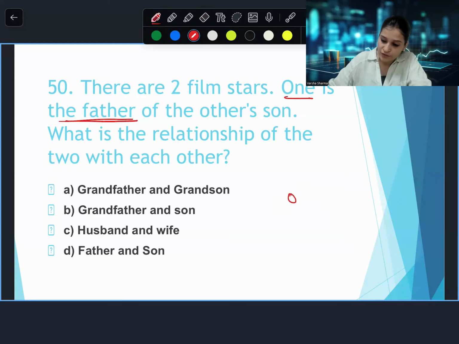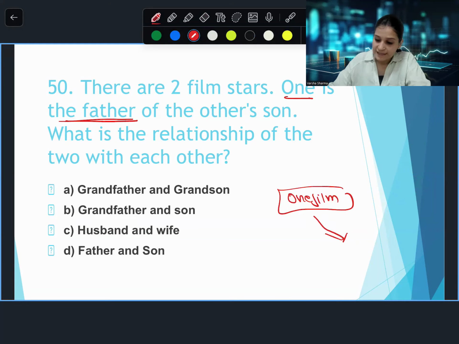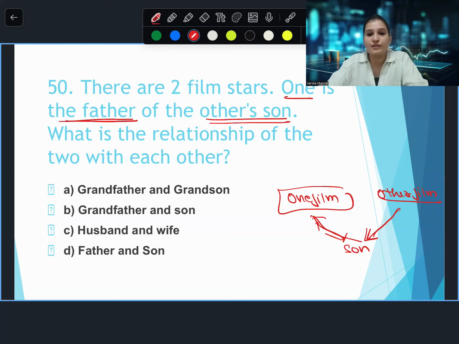One film star is the father. Whose father? Someone's son, the other film star's son. The other film star's son's father is the first film star. So if this is the father, then this other film star will be whom? Mother. Yes, ma'am. So they both will be what? Husband and wife. Yes, ma'am.